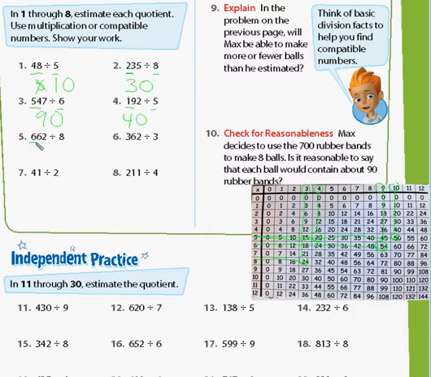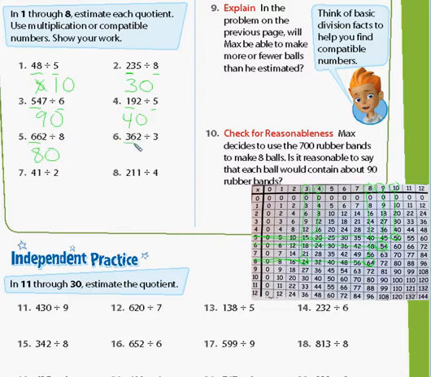Okay, question number 5. We're looking at 66 divided by 8. Find 8 on my multiplication chart. I'm going to follow it until I get to a number that's close to 66, and 64 is really close to that. So 66 divided by 8 is about 8. And I've got one place value there, so I'm going to add that right there. So 662 divided by 8 is about 80.